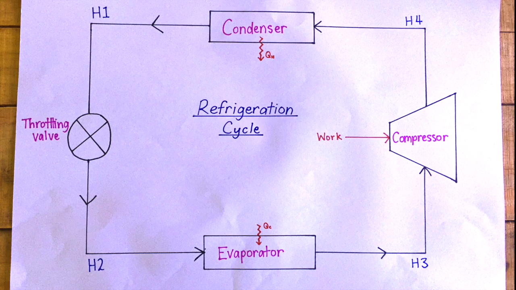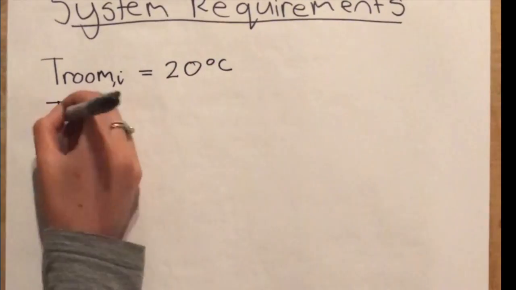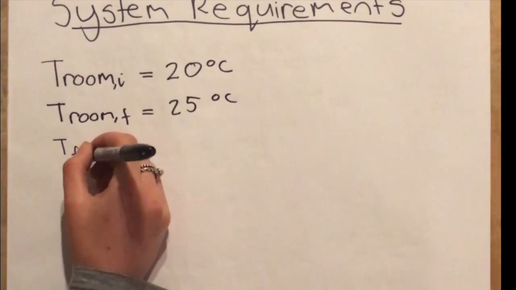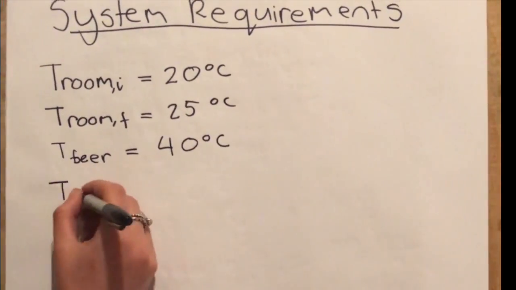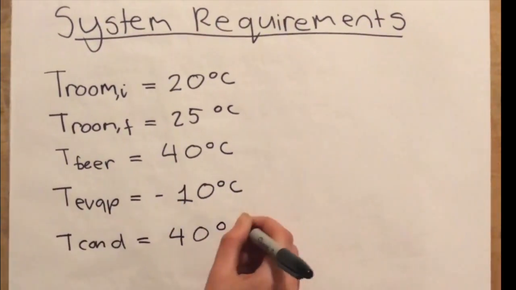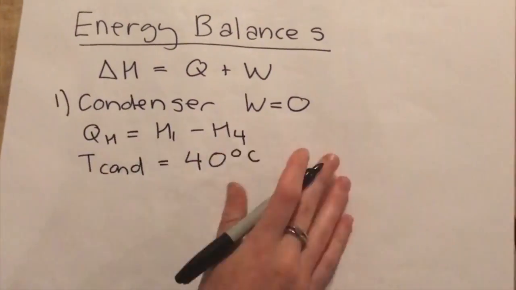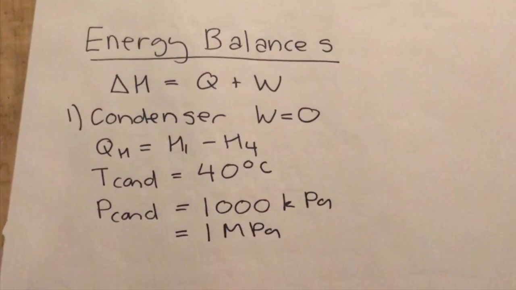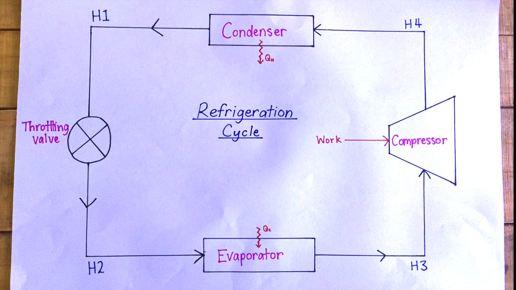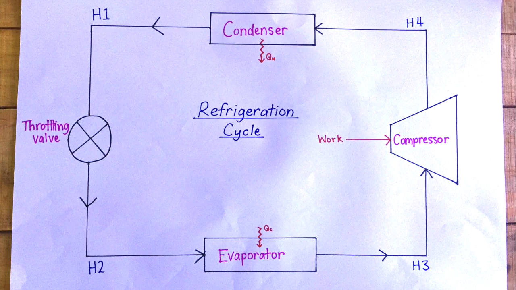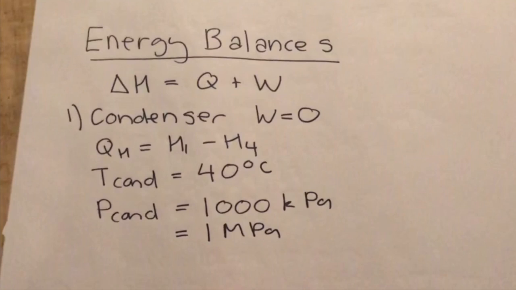degrees Celsius. The temperature of the condenser must be greater by at least 5 degrees Celsius than the temperature of the room. Therefore, the temperature of the condenser equals 40 degrees Celsius. To analyse the refrigeration cycle, energy balance is needed to be performed over the condenser, throttling valve, evaporator and compressor. The change in enthalpy over each of these components equals the heat and work inputs.